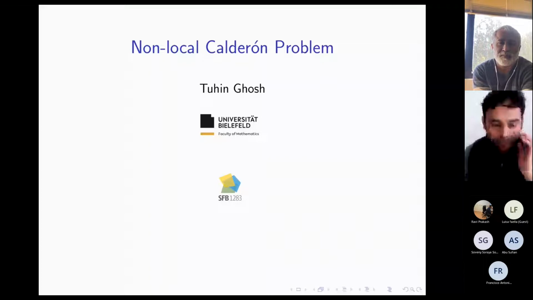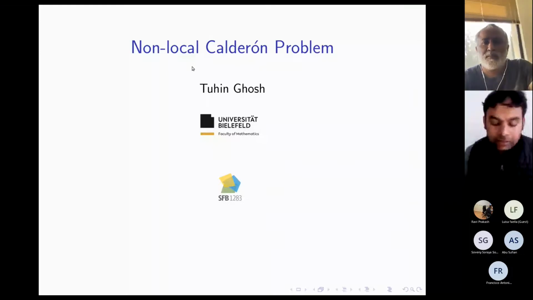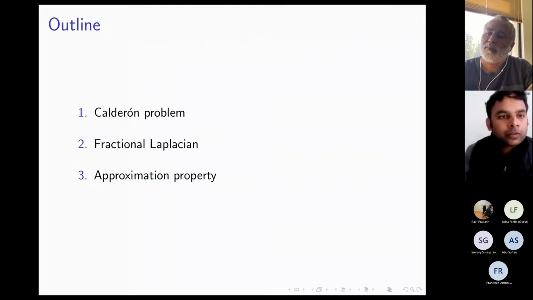The Calderón problem was posed for local equations. So I'll introduce the non-local analog of the Calderón problem, what I did. It falls under the category of inverse problems. First I will talk about what an inverse problem is and the significance of the Calderón problem, and then we'll move into the non-local part. So the overall outline is divided into 3 parts. First, as I said, the Calderón problem, or in general, inverse problems.